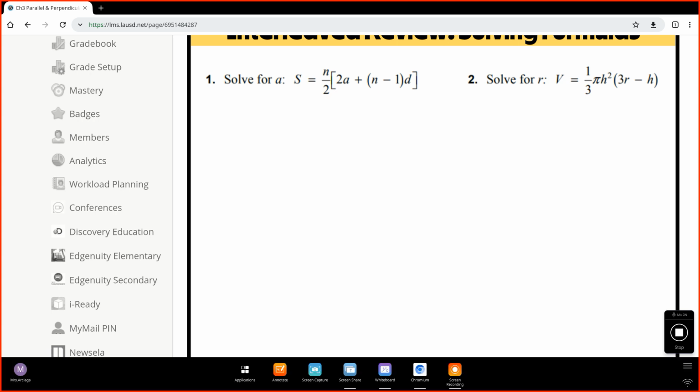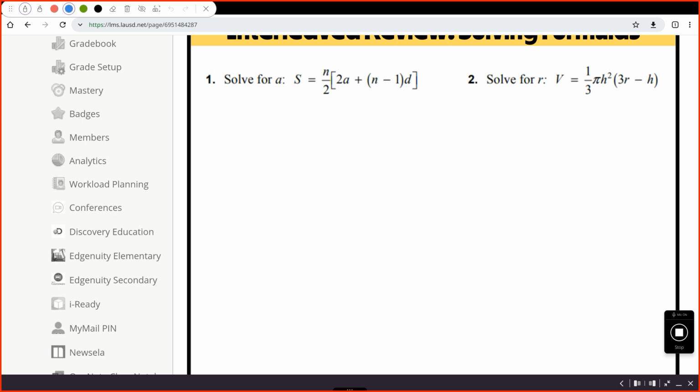So let's divide here by pi h squared. Whatever I divide there, I also have to divide over here. Is that what you did? Yeah. Okay. So let me just rewrite it. So V over pi h squared equals, you kept the 1/3 there, then you cancel these guys out. If they look exactly the same, you cancel them, all right? And copy the parentheses, 3r minus h. Okay, that's a good move.